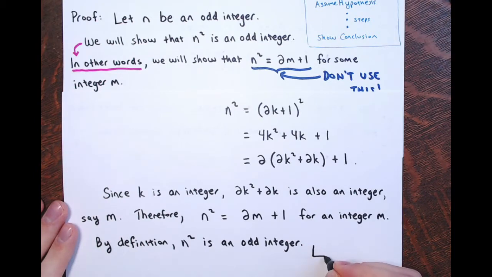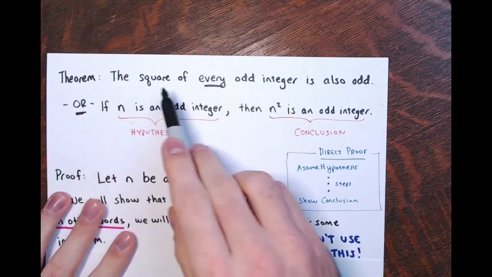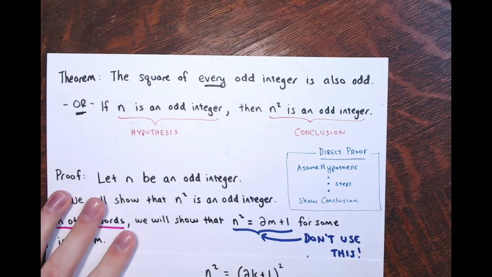And then I end the proof with a filled-in little box here. You can use that, or you could use that symbol QED, which I mentioned earlier, the Latin quod erat demonstratum, which is what we're trying to prove or demonstrate. There, I have proven directly the statement: the square of every odd integer is also odd.